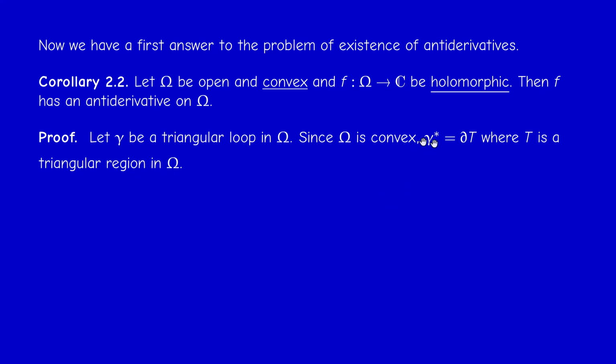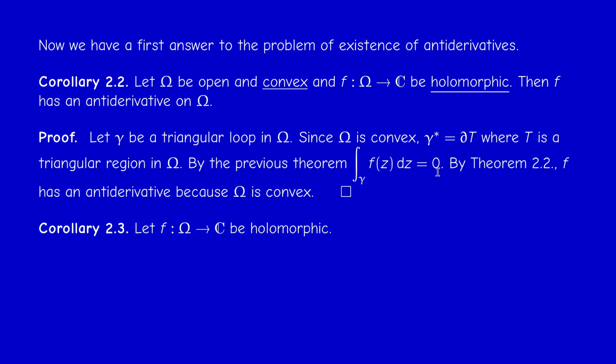Actually, we do an abuse of notation here, because we write gamma instead of gamma star, since this is really a curve, not a loop. But it's not a big deal if we use the right orientation. So anyway, if f is holomorphic, the integral over the boundary of a triangle loop by the previous theorem is 0. So therefore, the integral of f over gamma is 0. And theorem 2.2 tells me that f has an antiderivative.